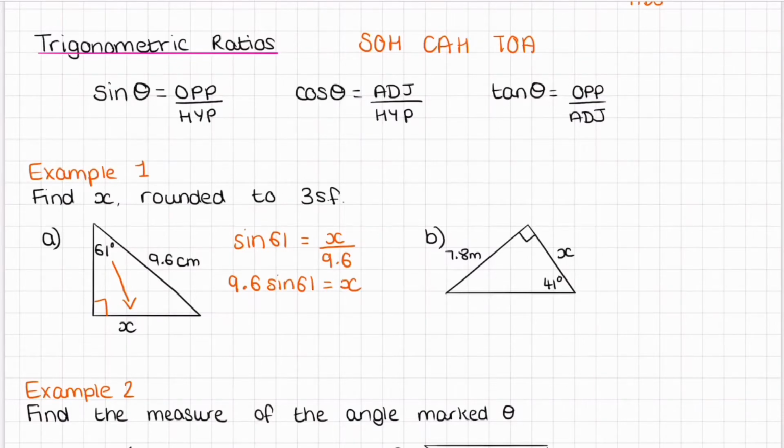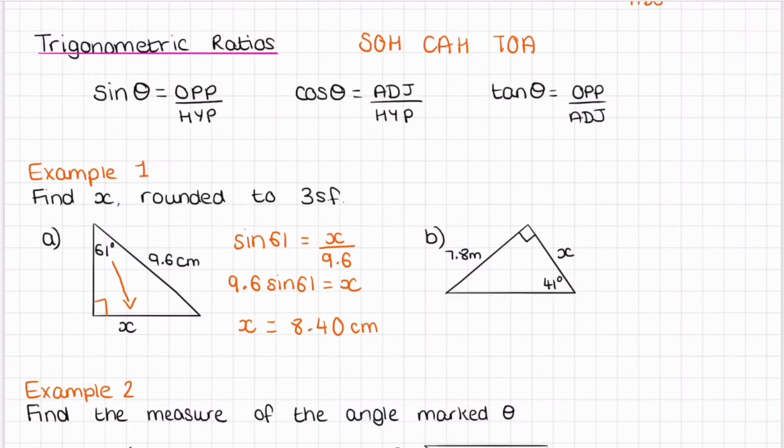Now I do it that way and put the 9.6 in front of the sine 61, because some people will put it afterwards, but in their calculator they won't use their brackets properly, so they end up with the wrong answer. If you just put 9.6 out the front and then times sine 61, you won't make a mistake. And if you put that in your calculator, you will get x is equal to 8.40, and that is rounded to three significant figures. Because it is three significant figures, we have to include that 0 at the end. We can't leave it as 8.4.